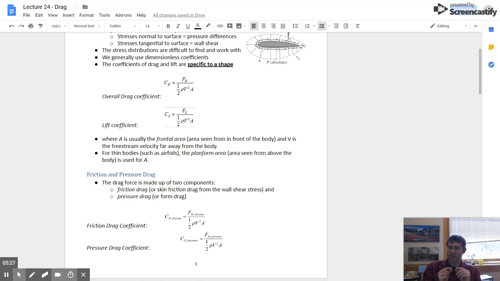But for thin bodies like airfoils, wings, instead of using that frontal area, when it's oriented pretty much like this, the A we're going to use is actually the planform area. The planform area is the area as seen from above the body. All right, so both the drag and lift coefficients that you look up in tables assume that you're using A correctly. And for the most part, we're going to use frontal area for most objects, unless it's a wing, and then we're going to use that planform area.